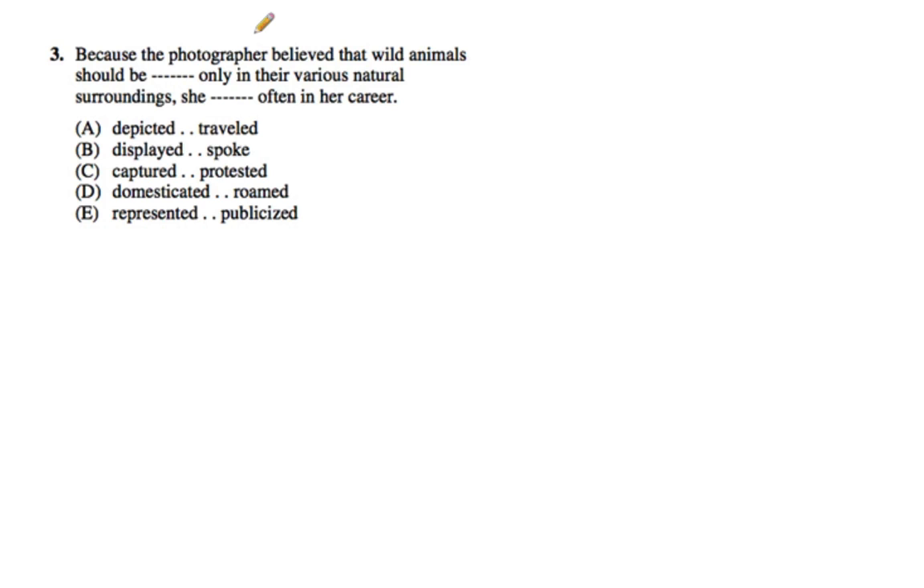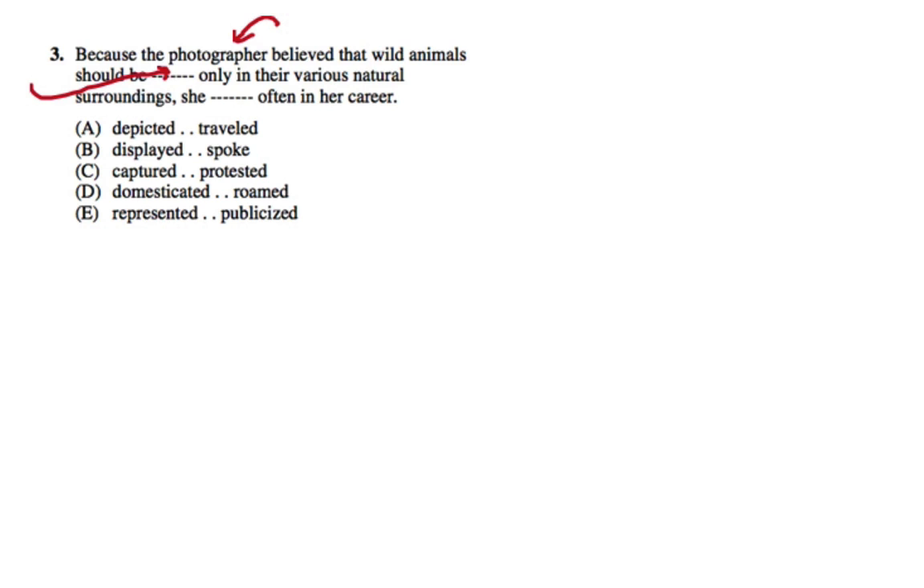So we want to see, before we look at the answer choices, what word or phrase we would pick to go in the blank. Another way to say it is, we have to decide what the word that goes in that blank has to mean. And there's almost always a word or phrase in the sentence that gives you a clue, if not the outright answer. This person is a photographer. So we could say, because the photographer believed that wild animals should be photographed. Photographed would work well there. Should be photographed only in their various natural surroundings. She blank often in her career. Or perhaps we'd say shown or photographed.